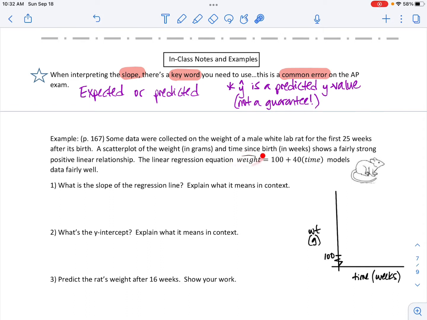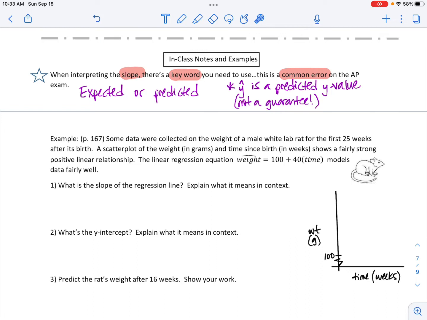You can take a look at this example down here about the rats, where we are taking the amount of weeks that they have been alive and predicting their weight based off those number of weeks. And if you don't use the word expected or predicted, you are implying that we know exactly how much the rat is going to weigh if we know how many weeks old the rat is. So make sure that you're using that word. It's very important. I want to show you what that means looking down here at number 1.